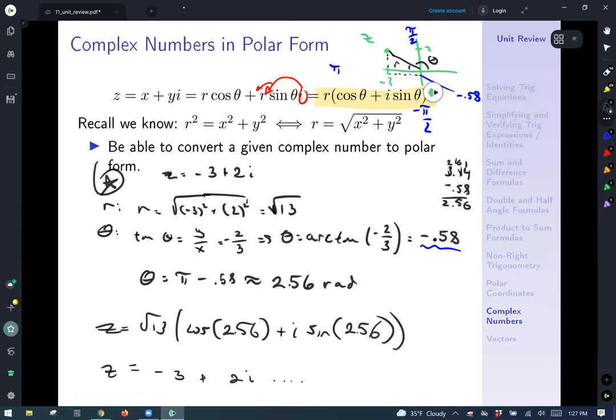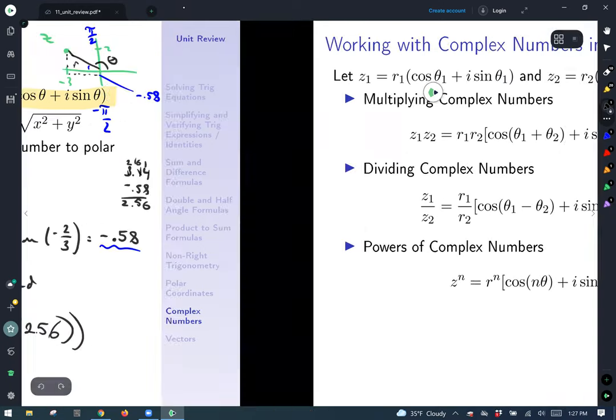Well, I encourage you to try that on your own time. Fire up that calculator and do it. Cosine of 2.56 is going to give you, because cosine gives you something between 1 and negative 1, a small number. It's going to shrink down root 13, which is bigger than 3, to negative 3, or dangerously close because we rounded it off. And i sine is going to go down to 2 as well. So yeah, that's kind of neat.